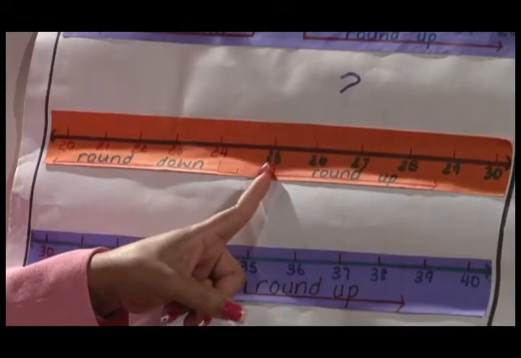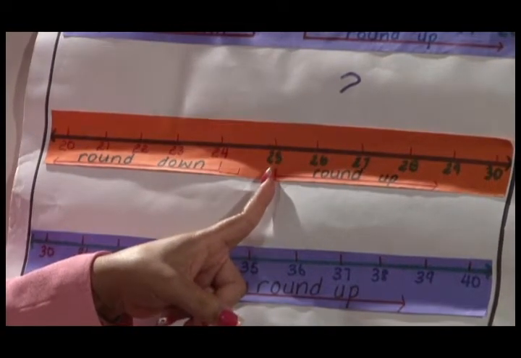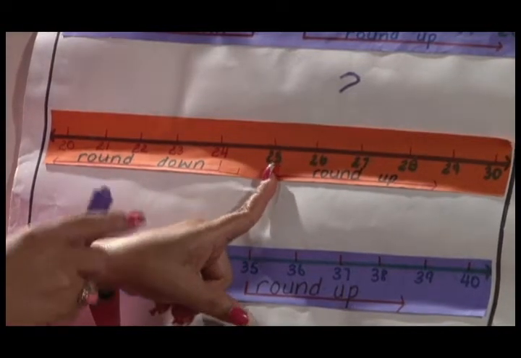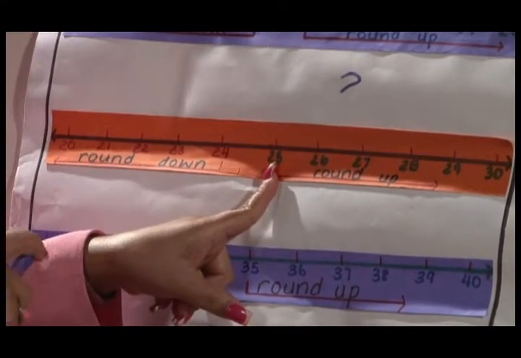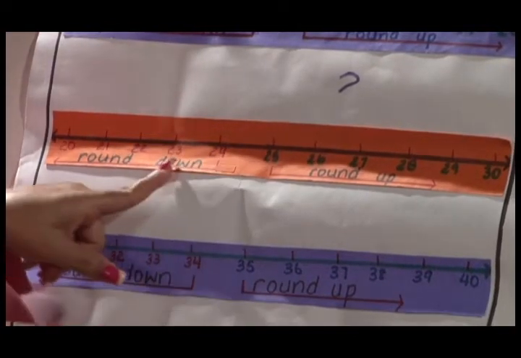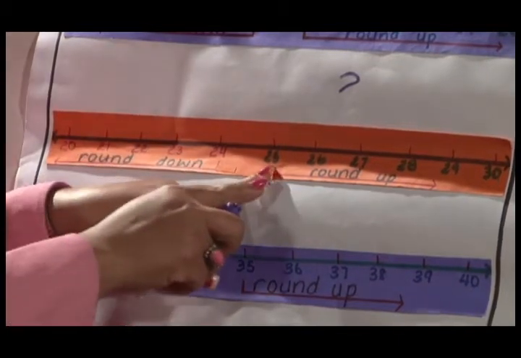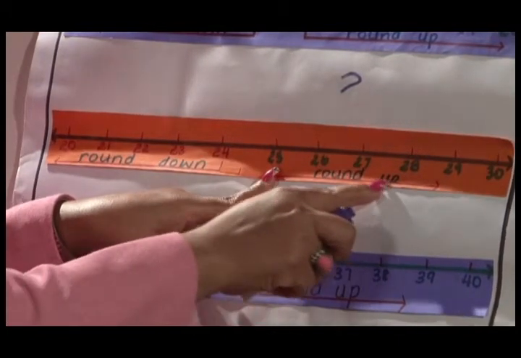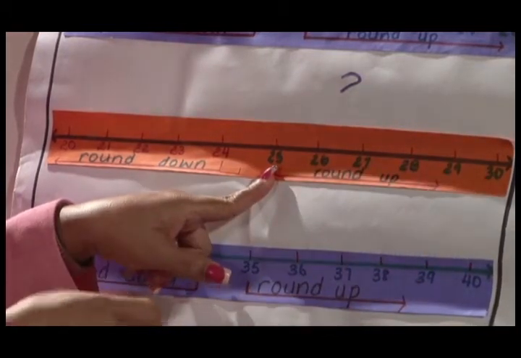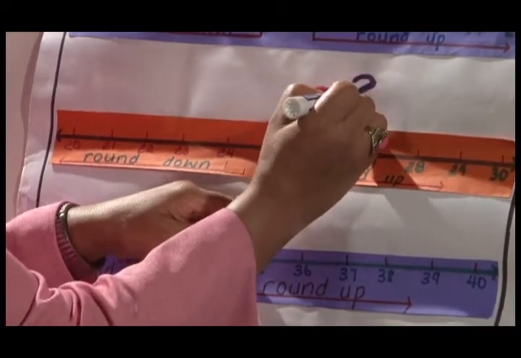Now, here is our midpoint. It's at 25. Now, if the number that we are going to round up or down ends with 4 or less, what do we do? We would round down. But if it ends with 5 or more, then we would round up to the higher 10. Remember, our number is 27.